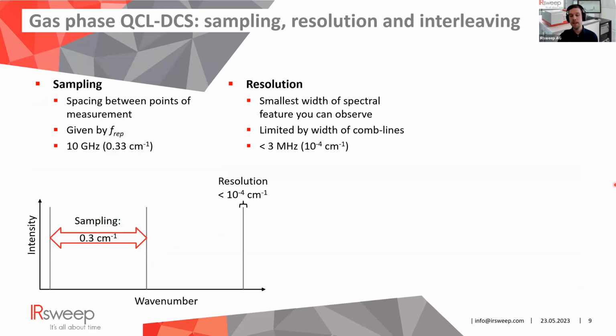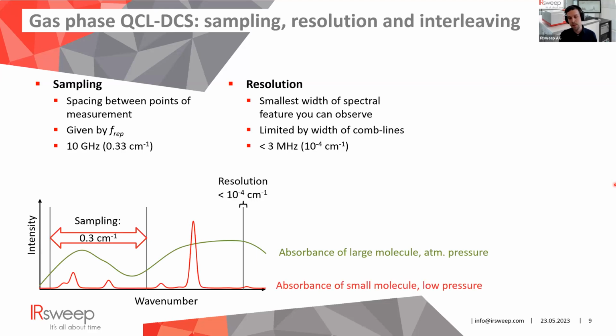And this is limited by the width of the individual comb modes, of the individual lines, which is about 10 to the minus 4 inverse centimeters. So we're looking at a situation where we have very well-defined frequencies, but a gap in between them where we are essentially blind. And this is a situation that works very well for larger molecules at atmospheric pressure, and you will see examples for this later.